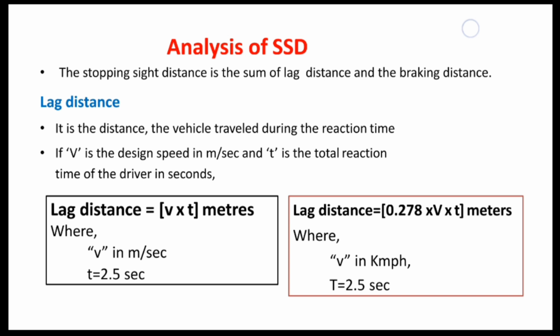If the velocity v is in kilometers per hour, then the lag distance can be calculated as 0.278 v into t, where velocity is in kilometers per hour and the total reaction time is in seconds. The Indian Road Congress has recommended it to be taken as 2.5 seconds. Now the braking distance. It is the distance traveled by the vehicle after the application of the brakes to the dead stop position.